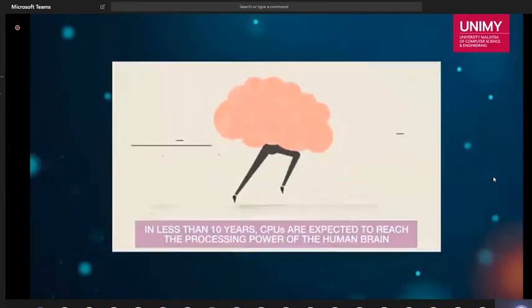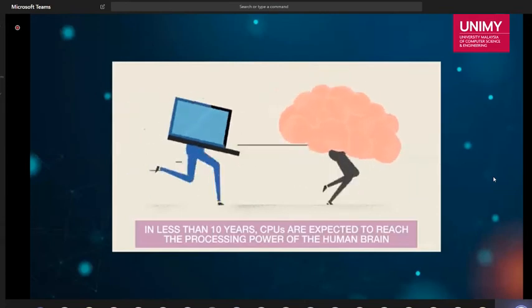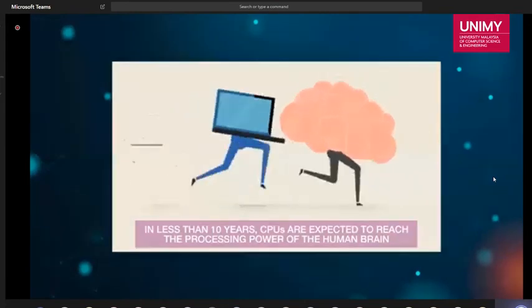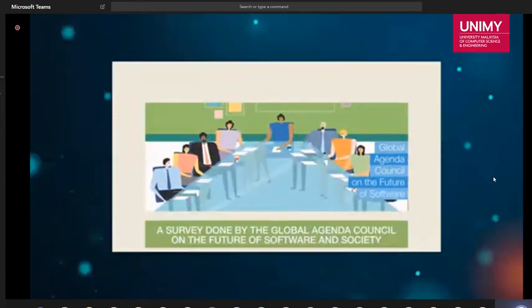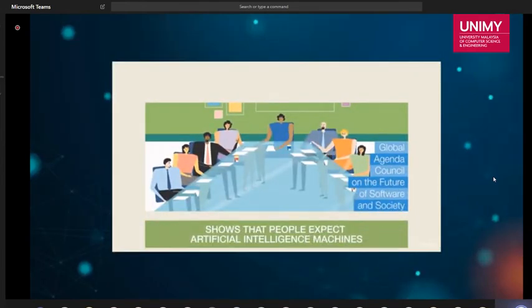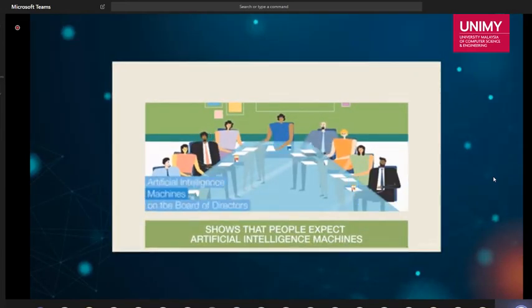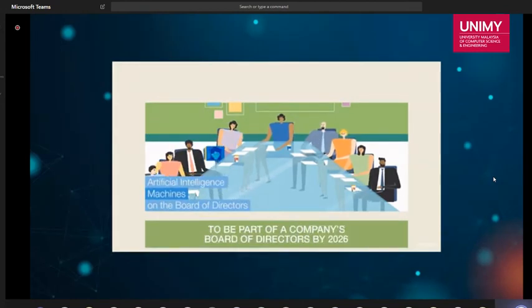In less than 10 years, CPUs are expected to reach the processing power of the human brain. A survey done by the Global Agenda Council on the Future of Software and Society shows that people expect artificial intelligence machines to be part of a company's board of directors by 2016.